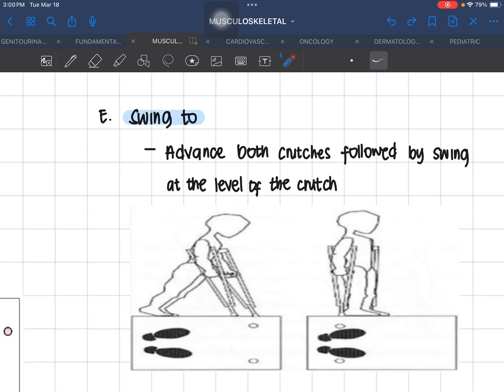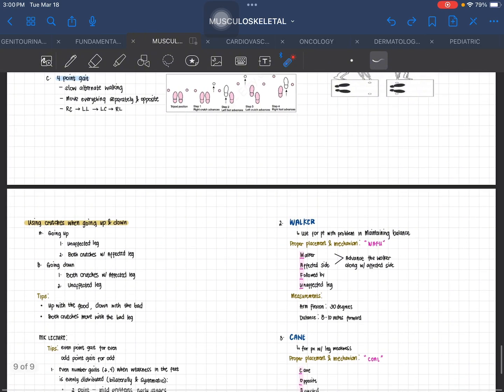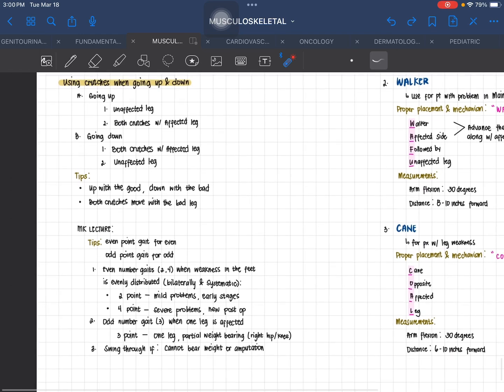Next is swing 2. Dito, pantay lang. So, i-advance mo yung dalawang crutch mo, tas isusunod mo yung dalawang legs mo pantay sa crutch at the level of the crutch. Ayan.